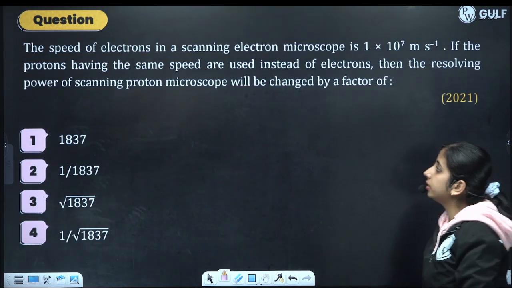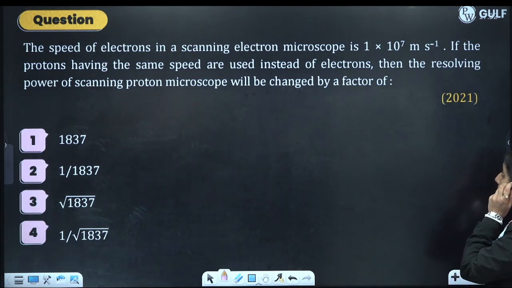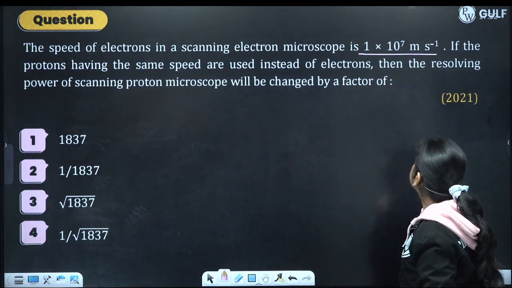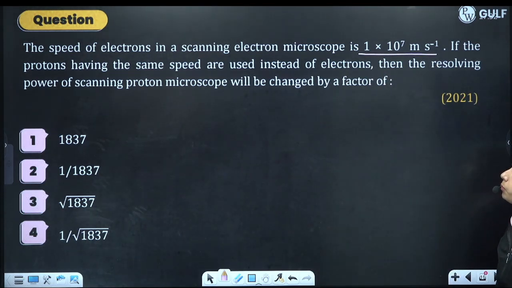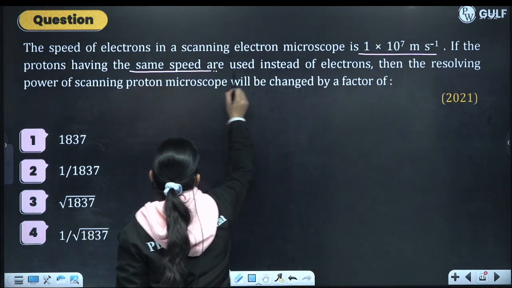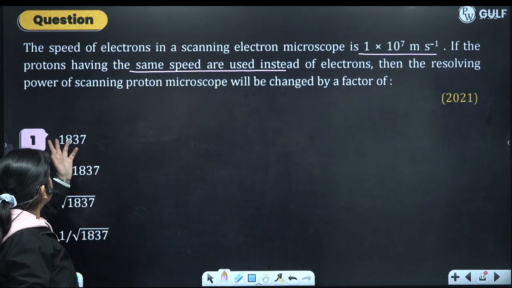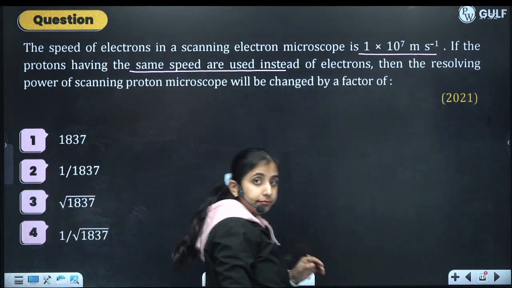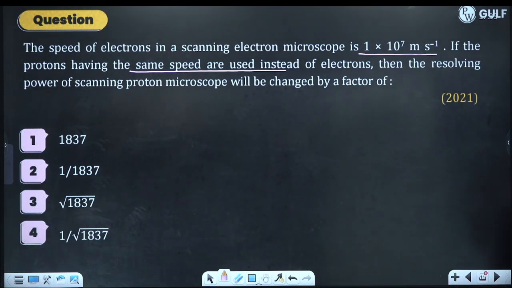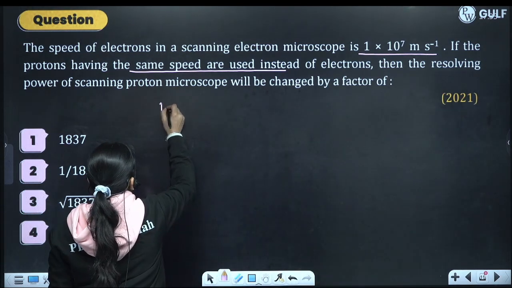See next question. The speed of electrons in a scanning electron microscope is 1 into 10 raised to the power 7 meter per second. If protons having the same speed are used instead of electrons, then the resolving power of the scanning microscope will be changed by a factor of. We know that resolving power is inversely proportional to lambda.